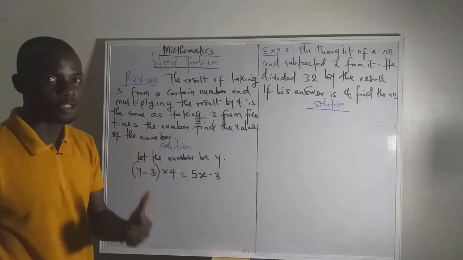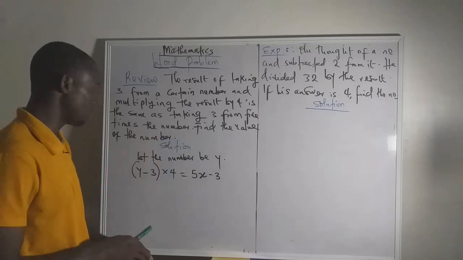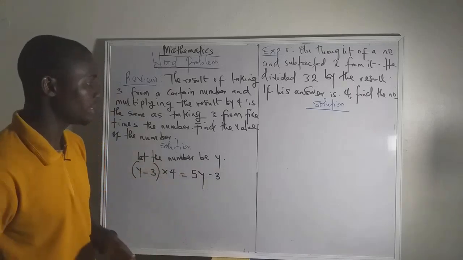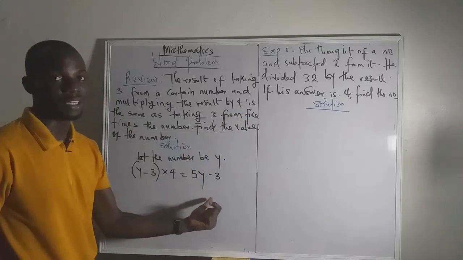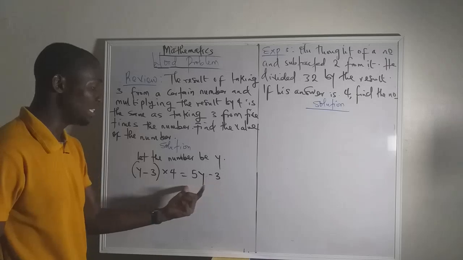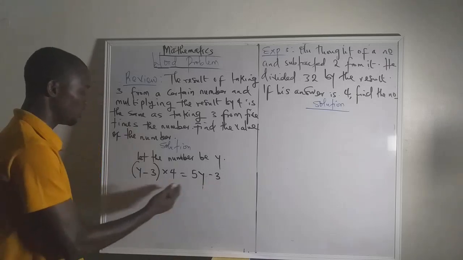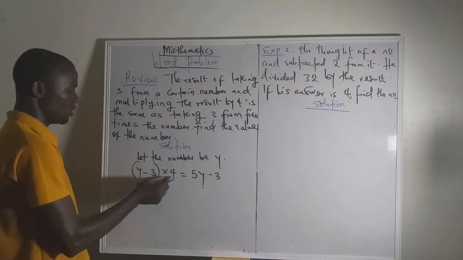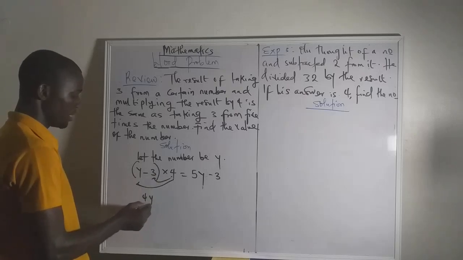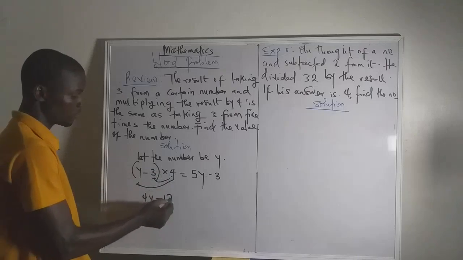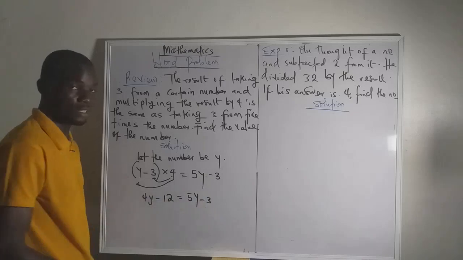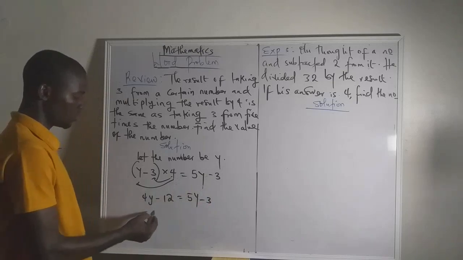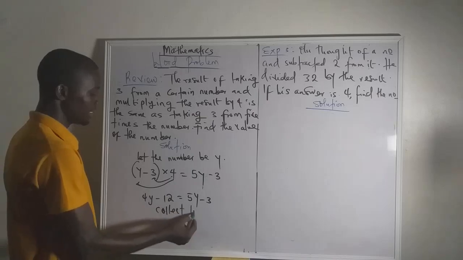When you talk about 5 times the number, you mean 5 times x, which is 5x. Sorry, we are dealing with y, not x. It means 5y. And then you take away 3 from 5y. That is what we have here. So the next thing now is to solve the equation. So here, I can open the bracket and say this one multiplies this one, multiplies this. So we have 4y. 3 times 4 is 12. So we have 5y minus 3. So the next thing you want to do is collect like terms.